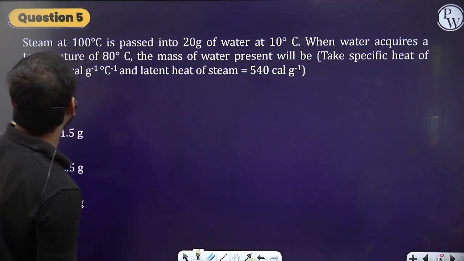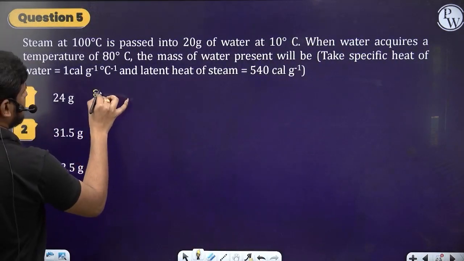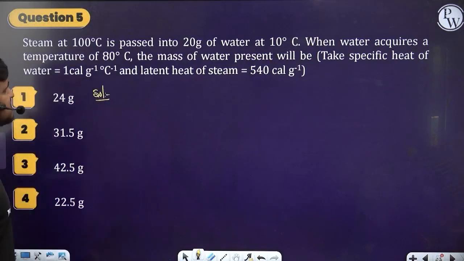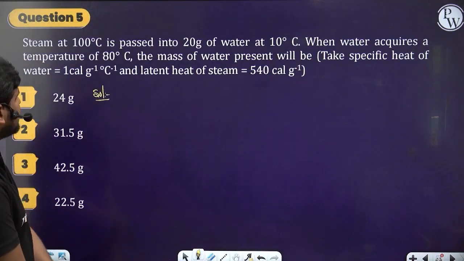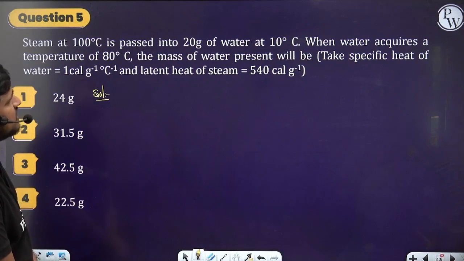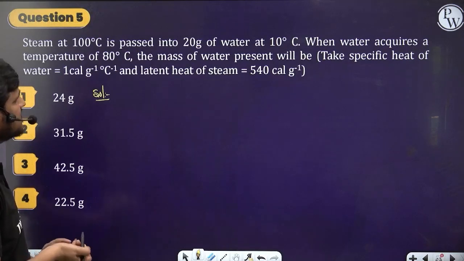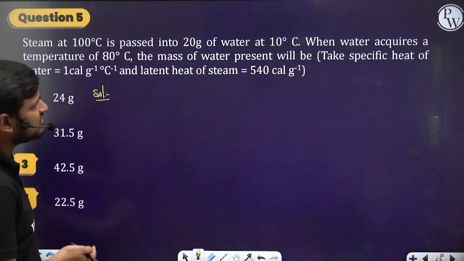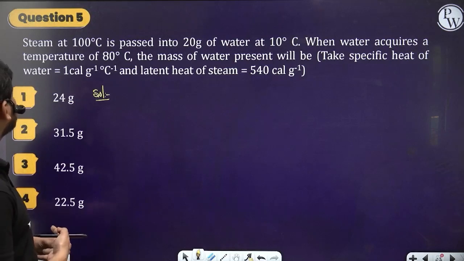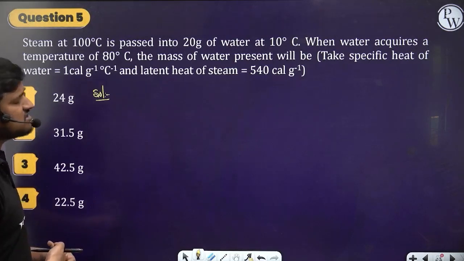Chalo. So let's go for the next question. Question number 5. What does the question say? Steam at 100 degrees centigrade is passed into 20 grams of water at 10 degrees centigrade. When the water acquires a temperature of 80 degrees centigrade, the mass of water present will be? Here the specific heat of the water is given and the latent heat of the steam is given.